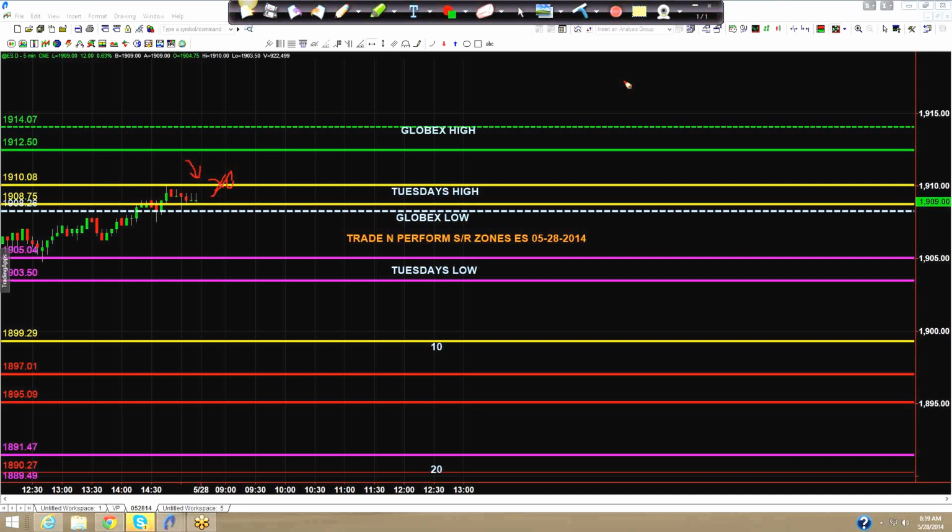The third option here is, where are we going to look to take trades for the long side if we start to roll over? Okay, so let's talk about that really fast.